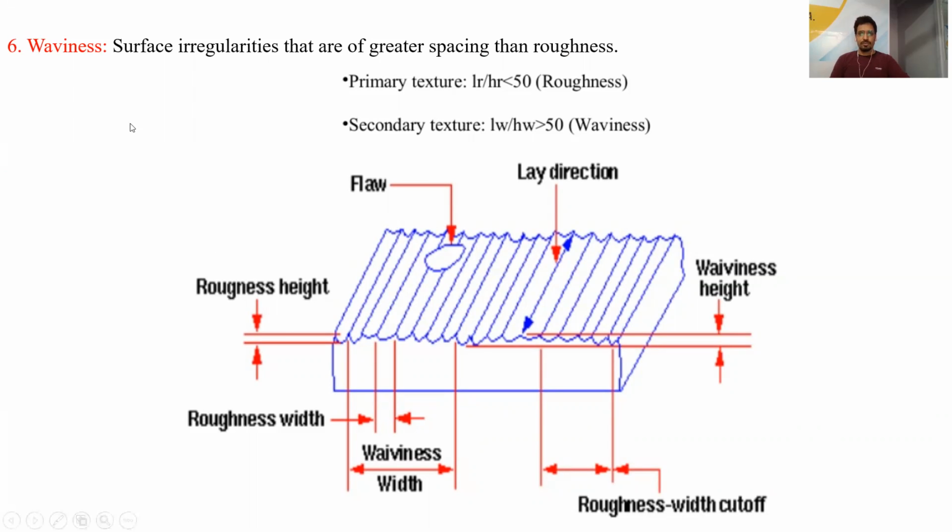So this is a diagram which shows you the nomenclature of a roughness. This is flaw. This is the lay direction. This is the waviness height. This is roughness height. This is a roughness width. This is waviness width, which includes a number of roughness. This is roughness cutoff length. Roughness cutoff length or width means the sample of the length which is taken for the testing purpose.